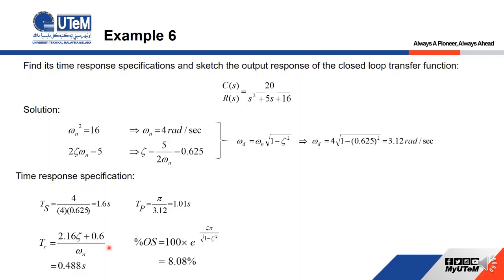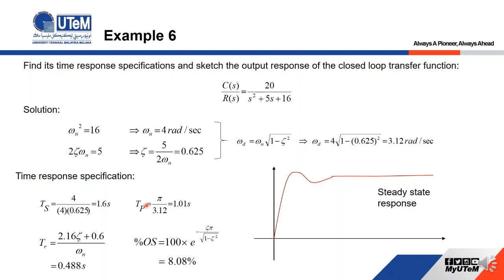Okay, so how to sketch the output response? First we have to draw the axes like this, and then we sketch the response for the underdamped case like this. Okay, after that we just identify which is Ts, Tp, and overshoot. Ts, Tp, overshoot, Tr we already calculated here. We just put Ts here.